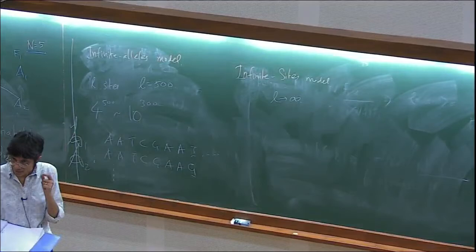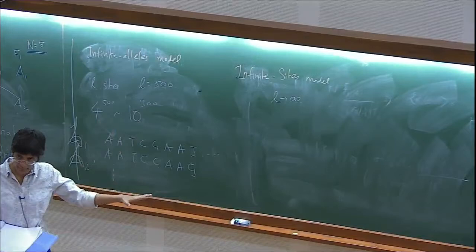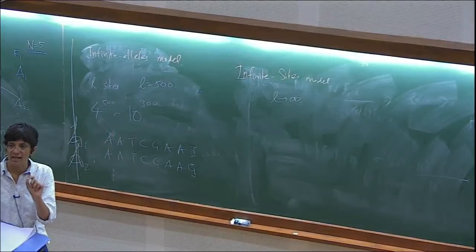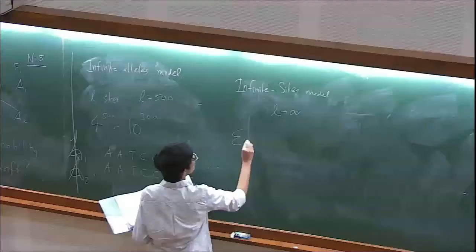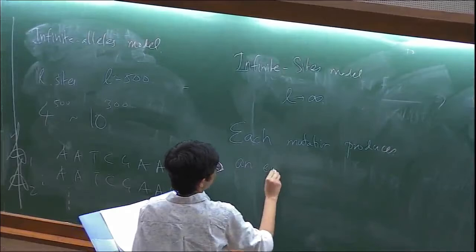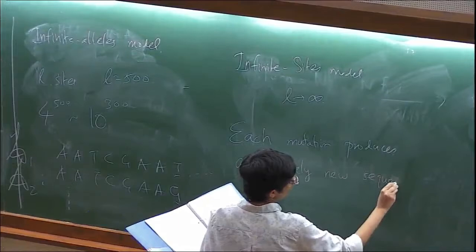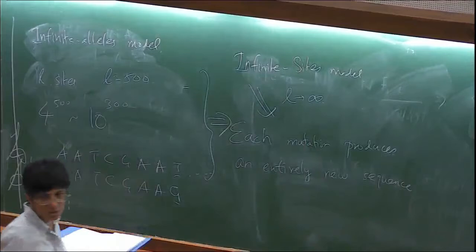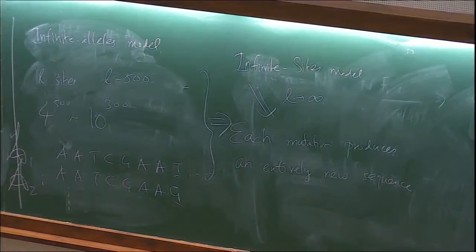So the reason for these two models is that we are going to assume, at least for the purpose of this little calculation, that whenever a mutation occurs, it occurs at a different site. So whenever a mutation occurs, I get a totally new sequence. Each mutation produces an entirely new sequence. Because of these two related models, that's the point I wanted to make here. If you look at this nucleotide, catching the same one and mutating it back is practically impossible.